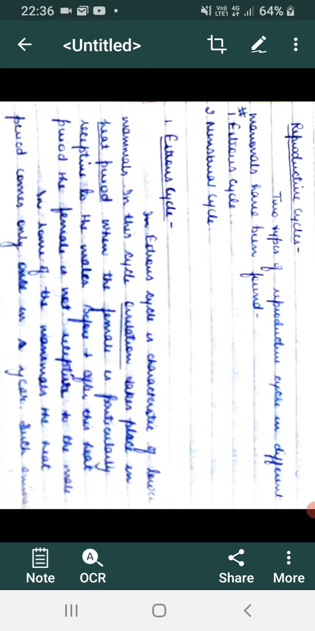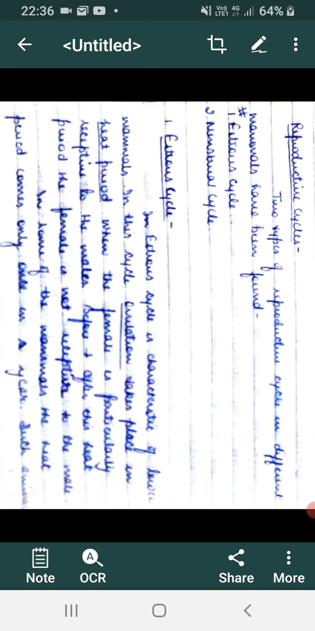The title of this video lecture is Estrus Cycle. Estrus cycle is one of the reproductive cycles. Another one is menstrual cycle. Estrus cycle is characterized in lower mammals, and in this cycle ovulation takes place in heat period, when the female is particularly receptive to the male, and after the heat period the female is not receptive to the male.